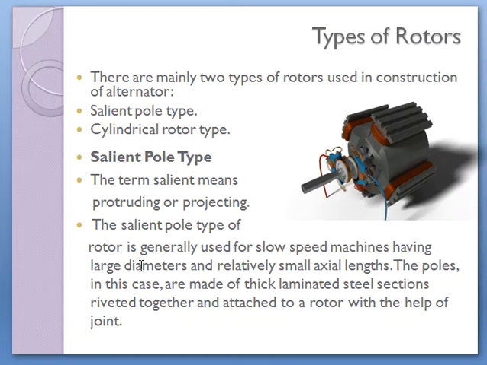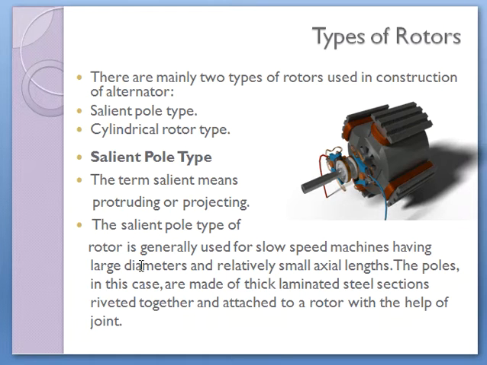There are mainly two types of rotors which are used in the construction of an alternator. They are the salient pole type rotors and the cylindrical pole type rotors. Salient means protruding or projecting poles. They are generally used for slow speed machines, like in hydroelectric power plants, where the rotor is a salient pole type rotor, because the rotor has to move through the water, so the speed of rotation is not much.